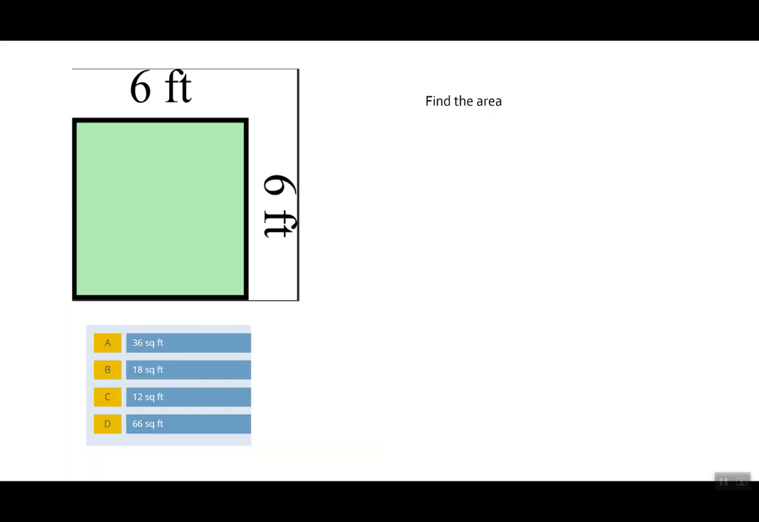For the next one, I'm also asking for the area, but this time it's a square. It's 6 feet by 6 feet. So what do you think? Hopefully you say 6 times 6 is 36, so the answer is A.